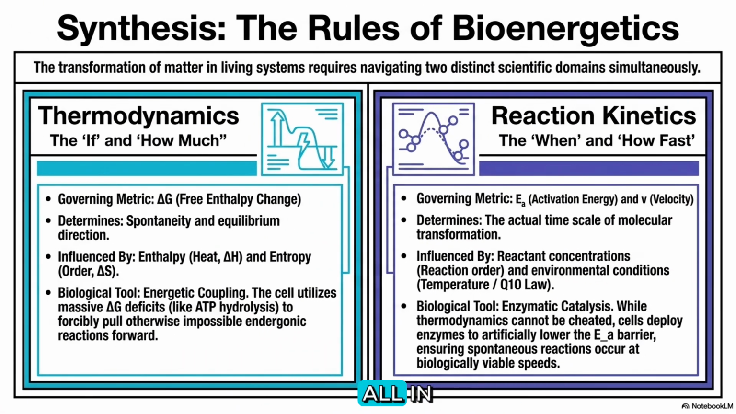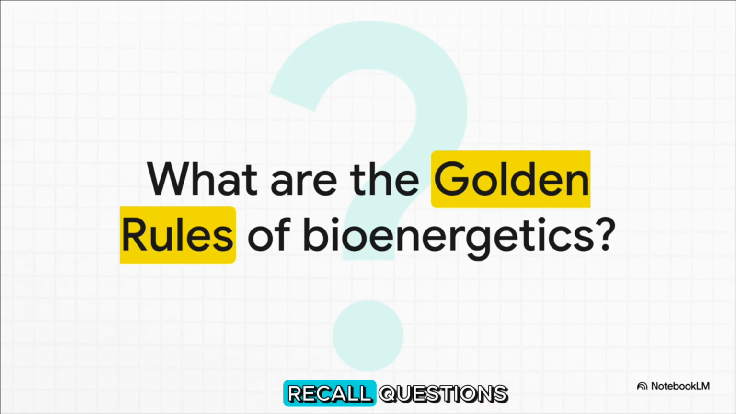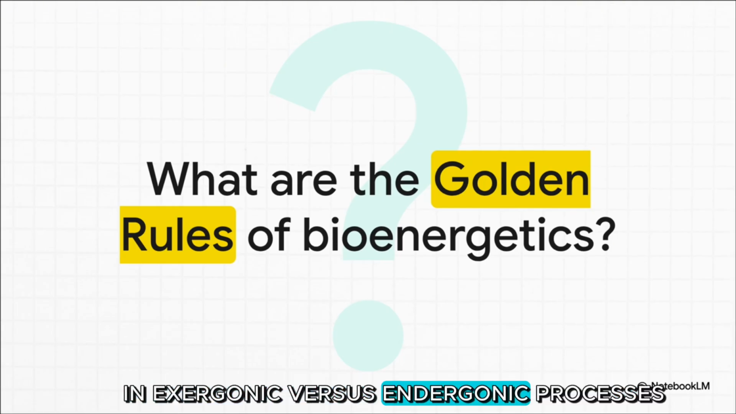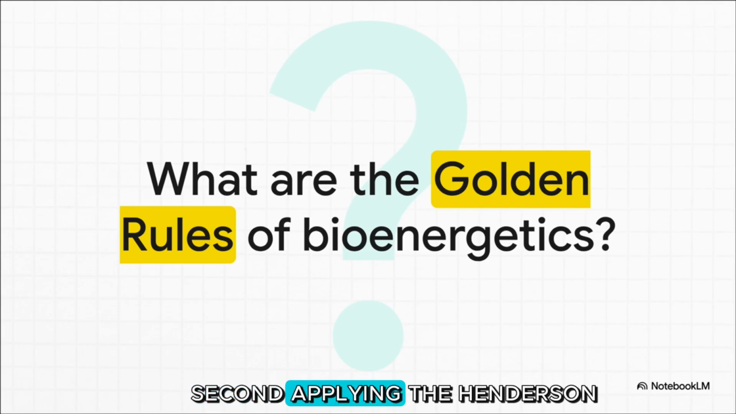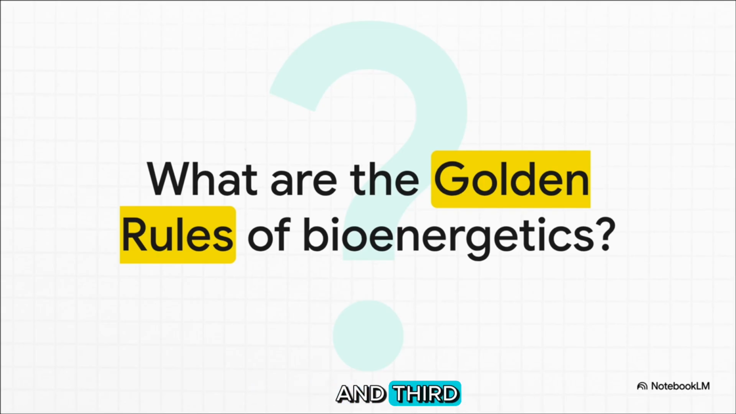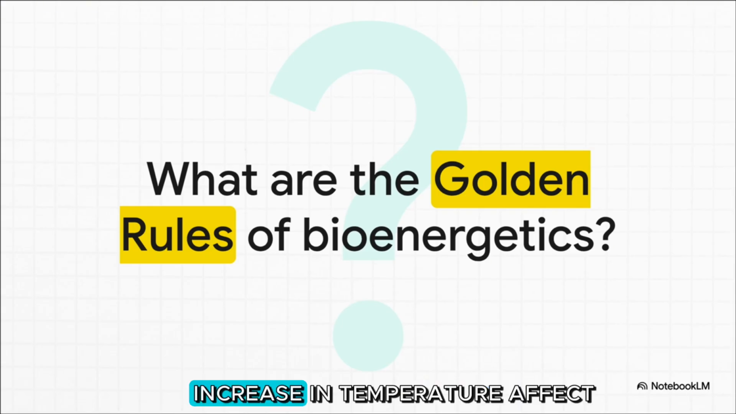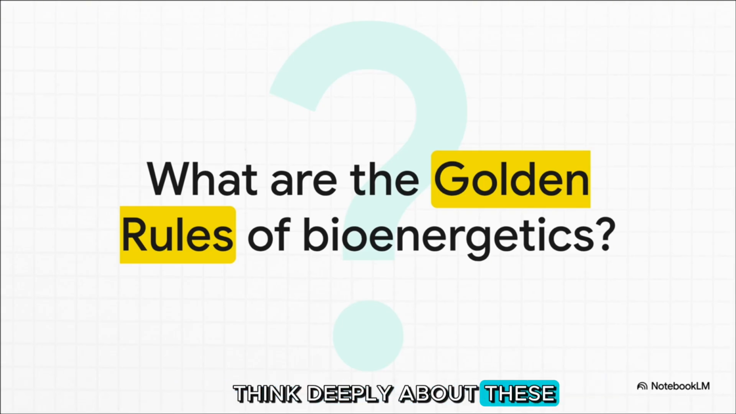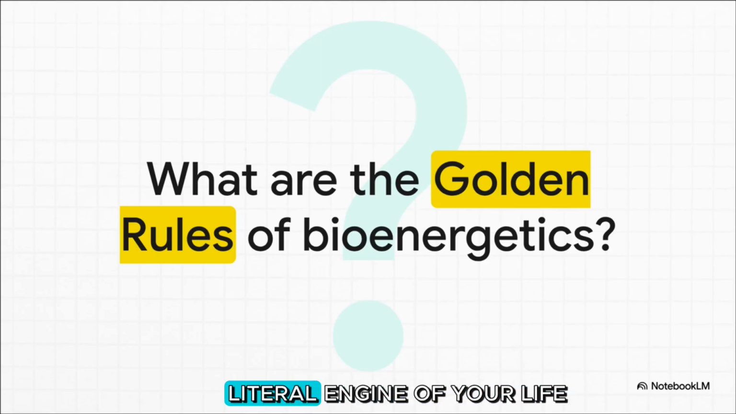To really lock this all in, I want to leave you with 3 active recall questions based directly on what we just explored. First, how do matter and energy flow differently regarding potential gradients in exergonic versus endergonic processes? Second, applying the Henderson-Hasselbalch equation, what is the fundamental rule of thumb regarding a molecule's pKa value and its acid strength? And third, according to the Q10 law, how precisely does a 10 degrees Celsius increase in temperature affect the speed of biological processes? Think deeply about these, as they are the keys to understanding the literal engine of your life.